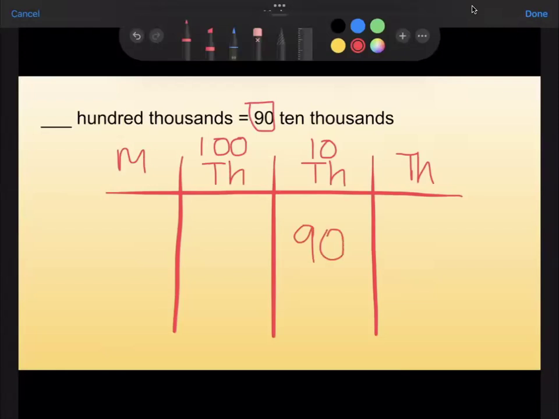So we know if we move it over here, that's like multiplying it by 10, right? So if I have 90 10,000s, I could take that and divide it by 10 and end up with a 9 in the 100,000s place. And that's what they're asking for. How many 100,000s would be the same as 90 10,000s? So for this answer, I'm going to put a 9 here. 9 100,000s is the same as 90 10,000s.